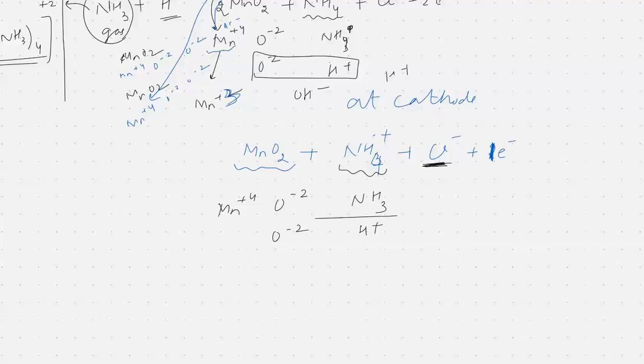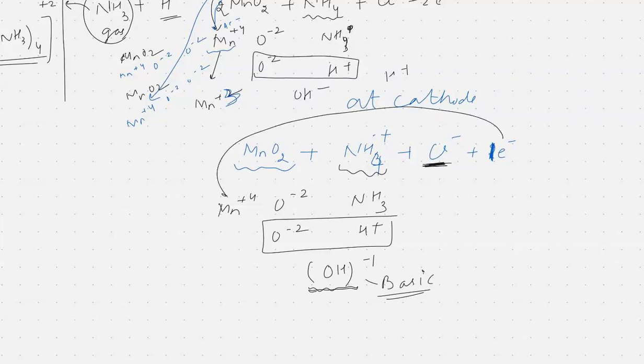So one H plus combines with one O minus 2 and forms OH minus 1. And the benefit of OH minus 1 is what? That it is now basic, and this basic will then start neutralizing any acid being formed. And that one electron will be gained by Mn plus 4 and it will convert into Mn plus 3. So how will this Mn plus 3 convert?